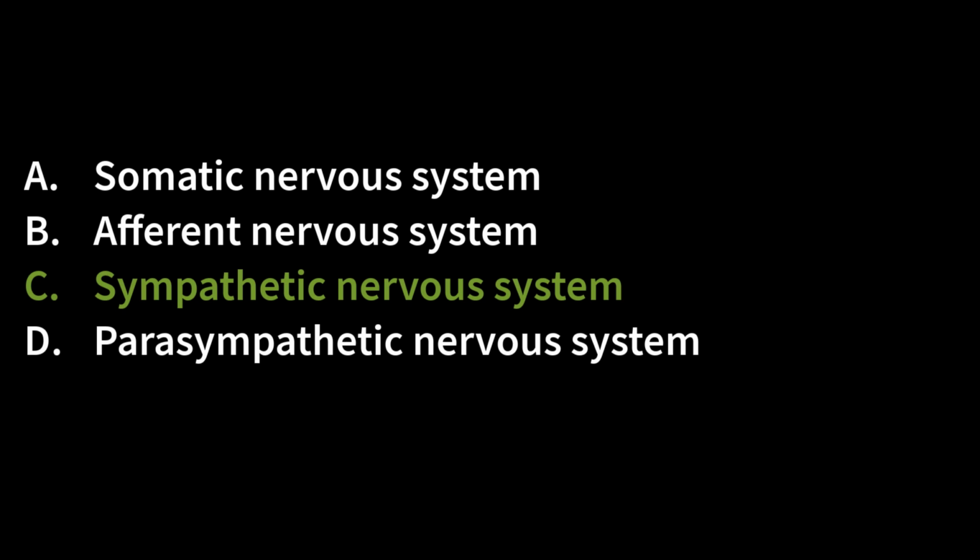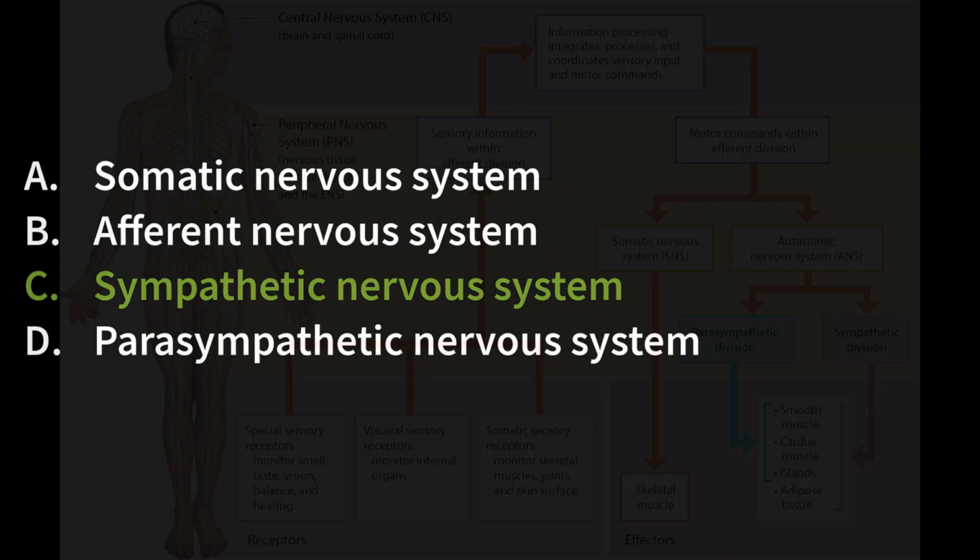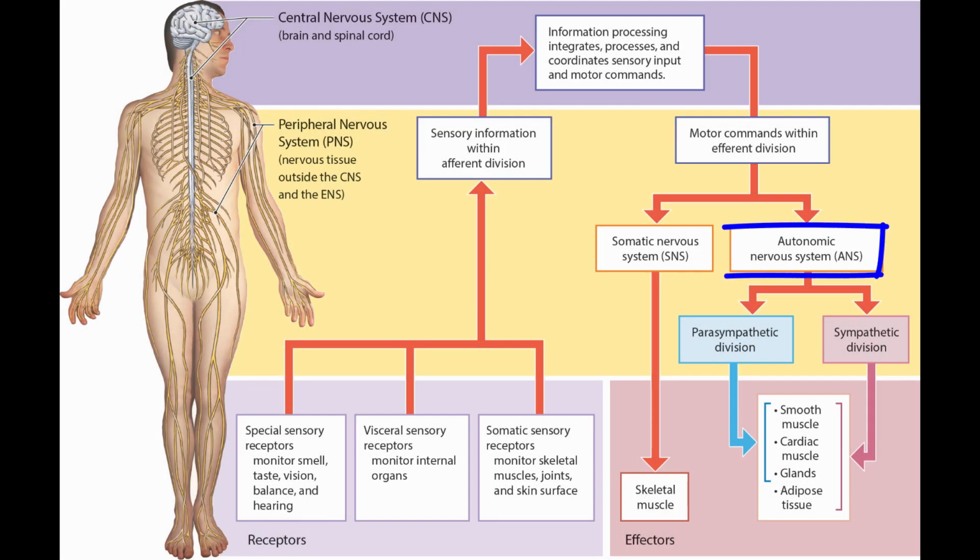If you answered C, sympathetic nervous system, you are correct. Increased heart rate and blood pressure is a fight or flight response, and under control of the sympathetic nervous system. In summary, the autonomic nervous system has a sympathetic division, controlling fight or flight responses, and a parasympathetic division that regulates times of resting and digesting.